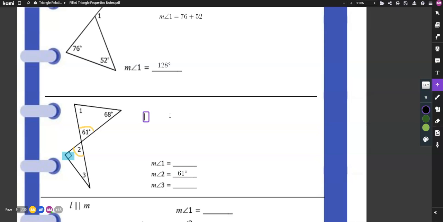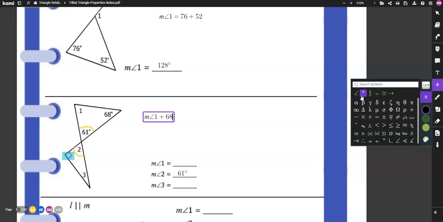So to solve for angle 1, that one we already had enough information for. We know that the measure of angle 1 added to the 68 degree angle and the 61 degree angle is going to be equal to 180 degrees. Well, combine like terms, we have 68 plus 61, and that is going to be 129. So the measure of angle 1 added to 129 is going to be equal to 180. So then I'm going to go ahead and subtract 129 from both sides, and that is going to leave me with a measure of angle 1 of 51 degrees.